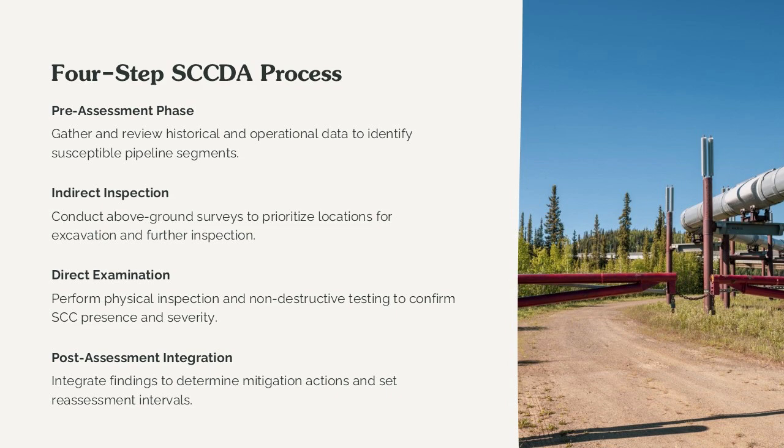The SCCDA methodology is structured around four key process steps: pre-assessment, indirect inspection, direct examination, and post-assessment. Each step builds upon the previous one and is designed to progressively refine the understanding of SCC threat. Pre-assessment involves gathering and reviewing historical and operational data to identify potentially susceptible pipeline segments. Indirect inspection applies above-ground survey techniques to prioritize locations for excavation.